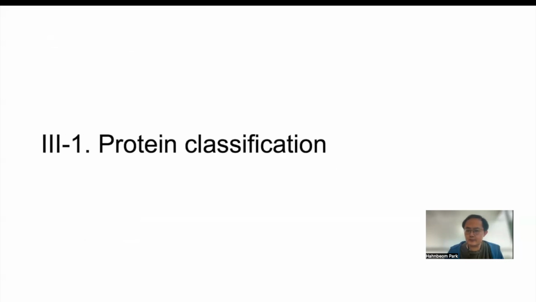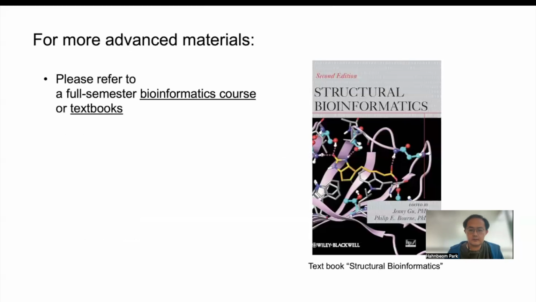Let's start with the first part, protein classification. Before starting, I want to recommend that you go to advanced materials if you're more interested in this subject. Because of the time limit, I'm not going to teach too much on this part, but it has a long history and lots of materials you can refer to. If you want to learn more in depth, please refer to a bioinformatics course, which is covered for a full semester, or refer to textbooks such as Structural Bioinformatics, shown on the right side.